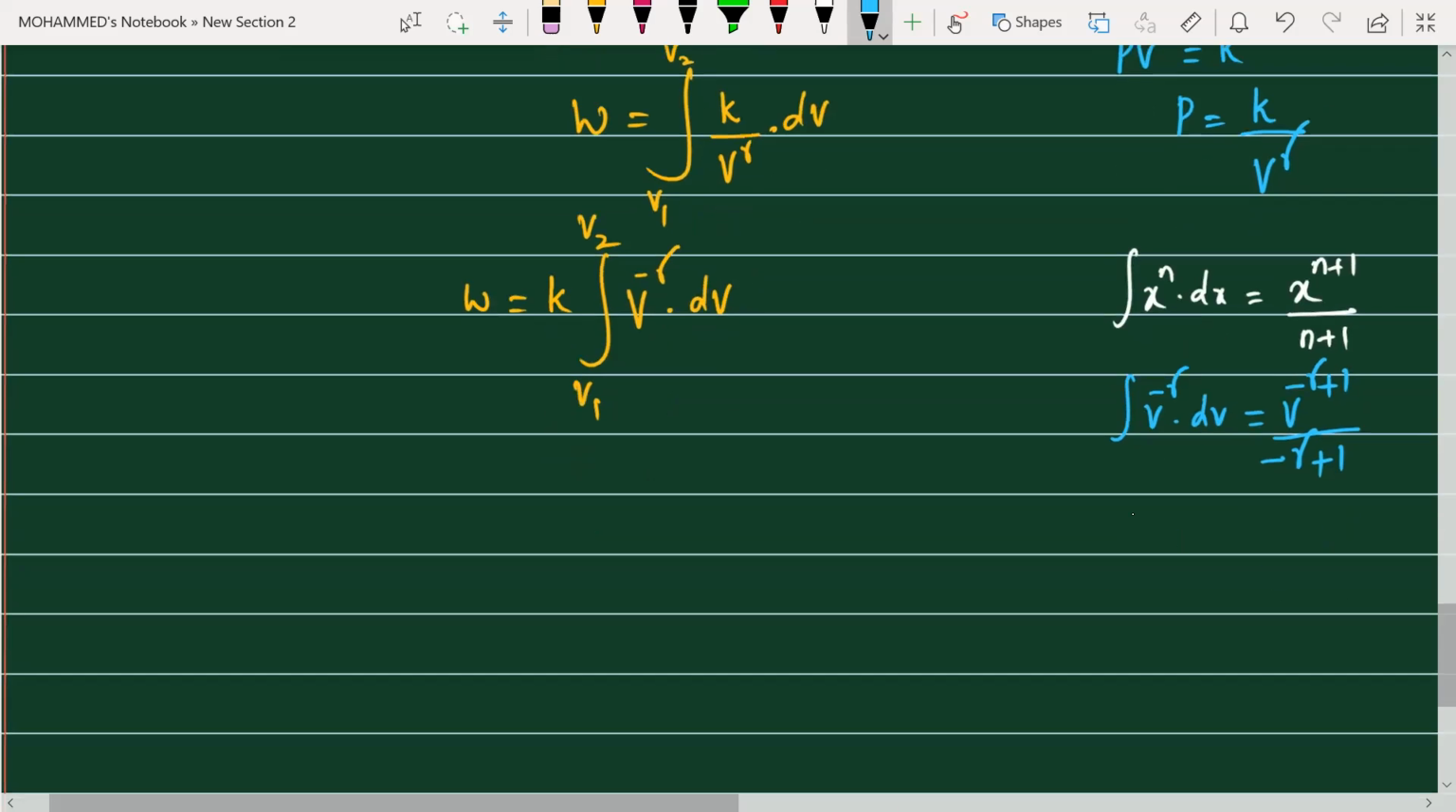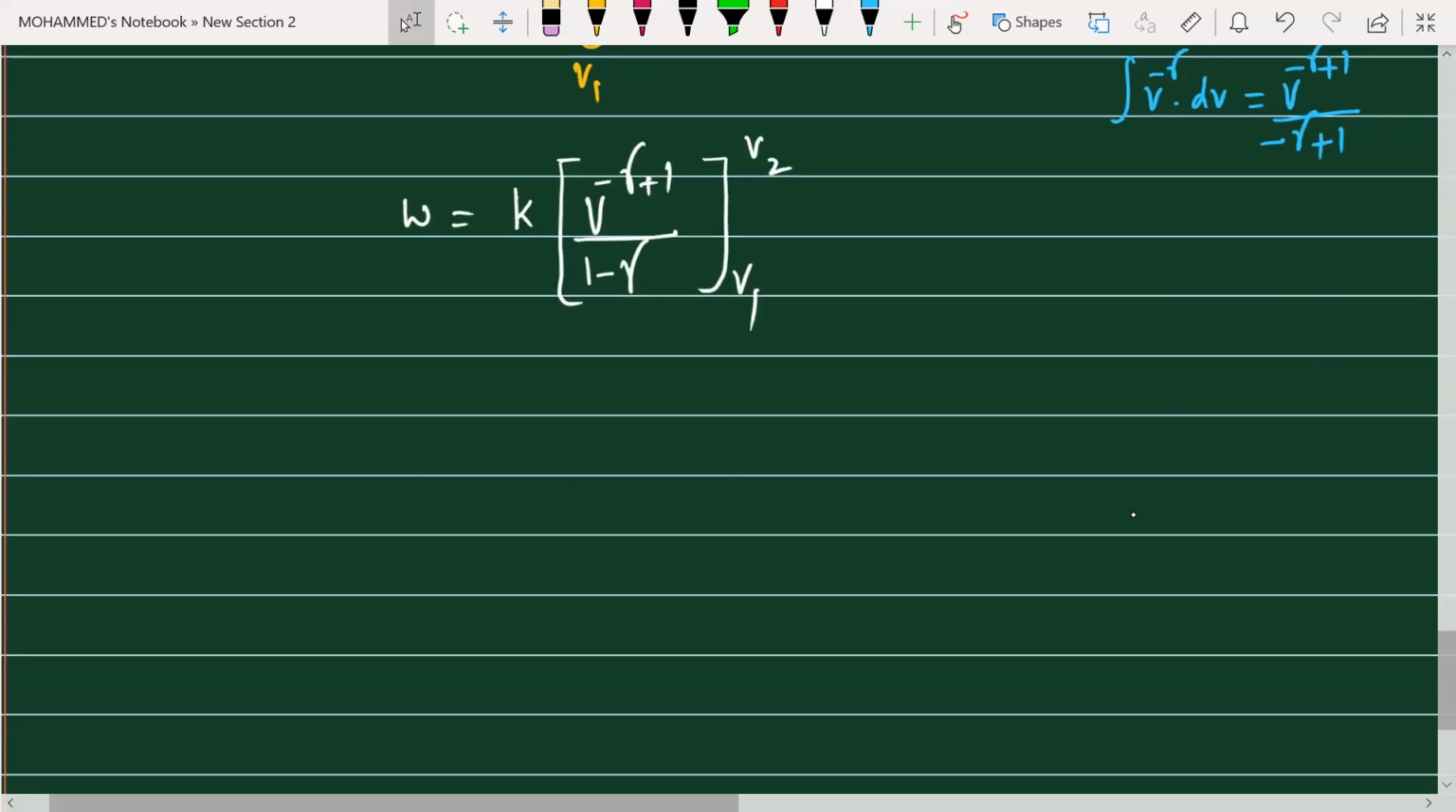Okay. Now, the integral of V to the power of minus gamma into dV is how much? I can write that value here directly. W is equal to K into V to the power of minus gamma plus 1 divided by, if I am removing the minus, 1 minus gamma. Can I write like this? And the limits of this one are from V1 to V2.